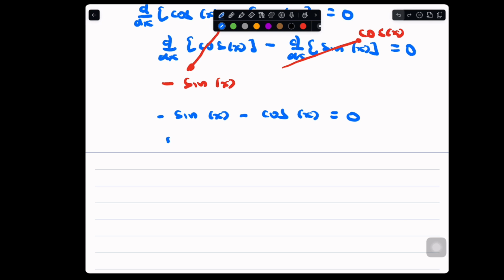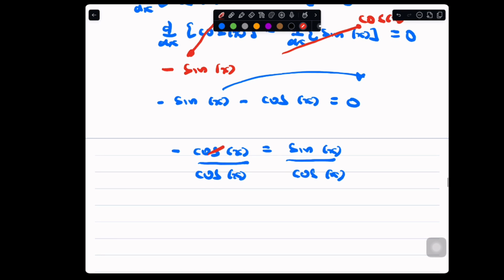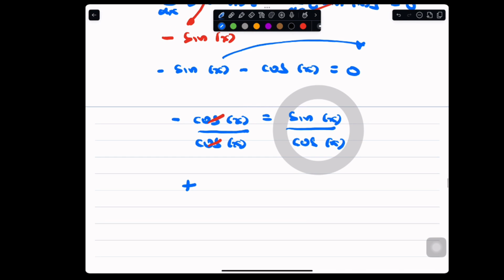AI is going to say, hey, move sine to the other side, translate that, and that gives you minus cosine is sine. If you translate it, move it to the other side. Now divide both sides by cosine, and you get cancellation. Use your identity here for sine over cosine. And what's sine over cosine now? So this is the very famous tangent x is -1.